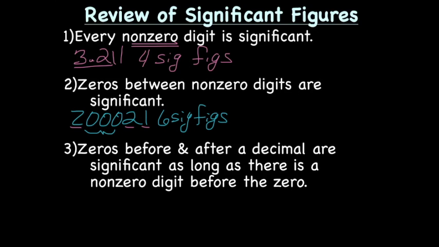Okay, another one. You could have 1, 0, 0, 0, 0, 0, 0, 0, 0, 2. Again, the non-zero digits are significant, and all of the zeros in the middle are significant because they are between 2 non-zero digits. So this number has 10 sig figs.